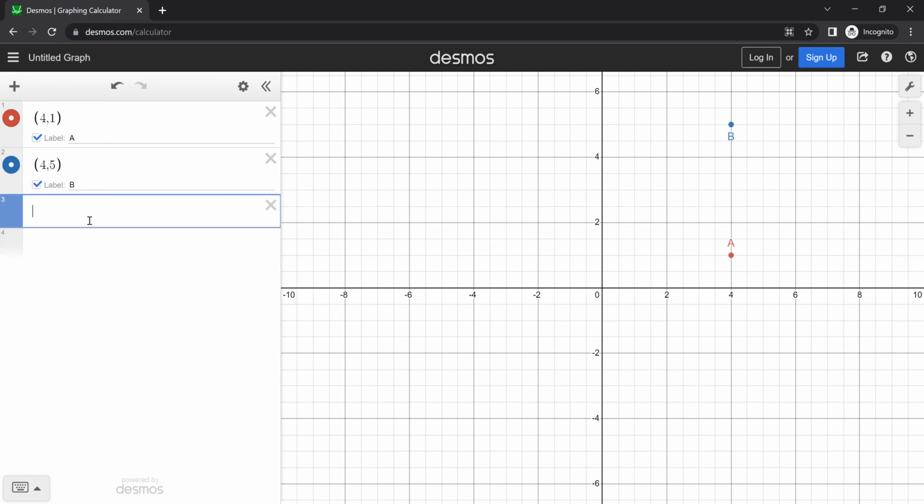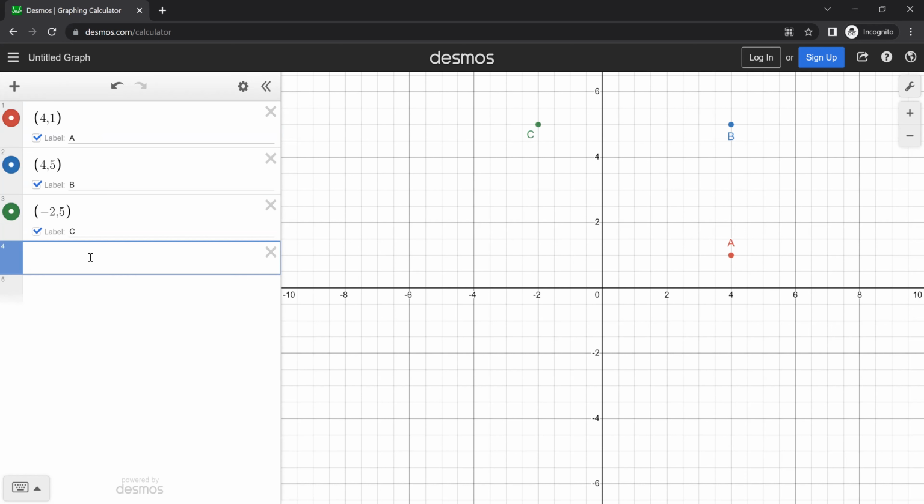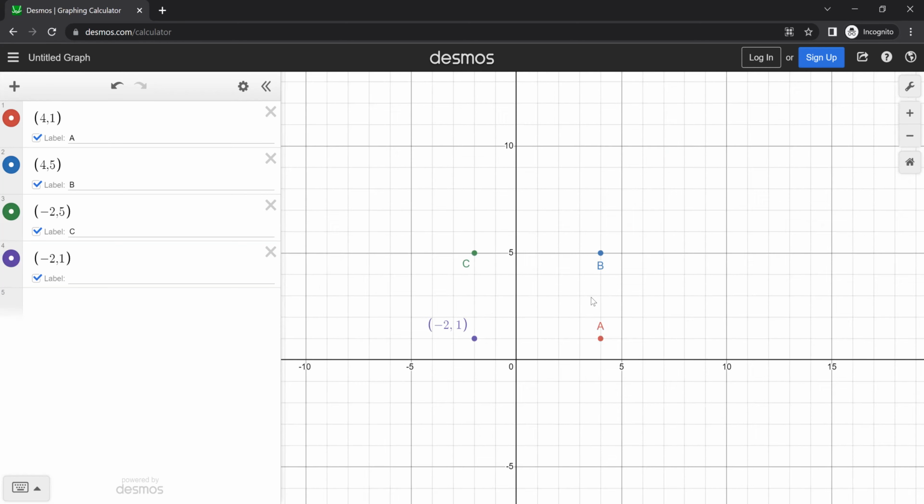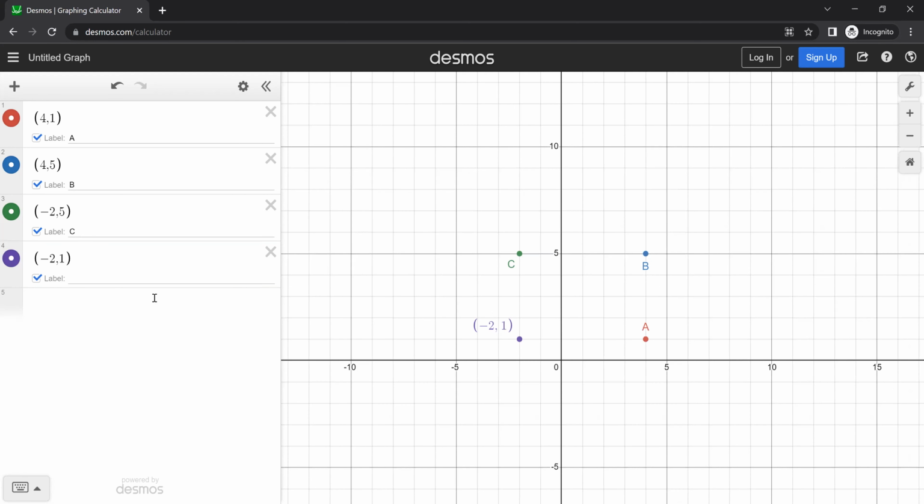C is -2, 5. And then D is -2, 1, like this. Okay. Now, can you visualize the box that connected them? Yeah. Okay, because what I can't do is connect the lines easily, but what I can do is give you the new points.